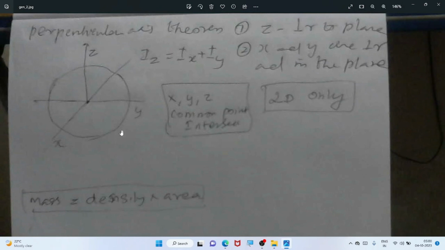One more thing, general information: if we want to find the mass of some system, for a two-dimensional object, density times area will give the mass of the two-dimensional object.